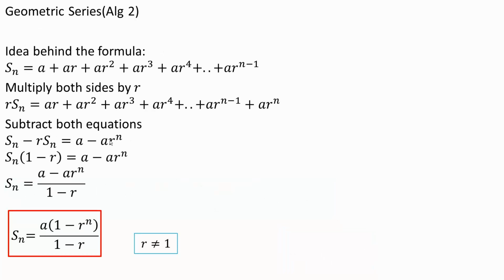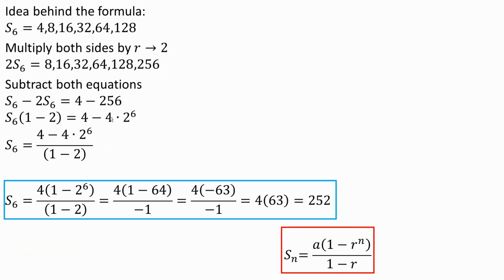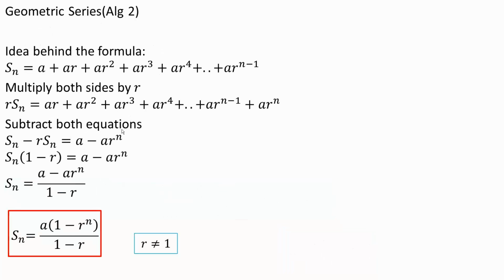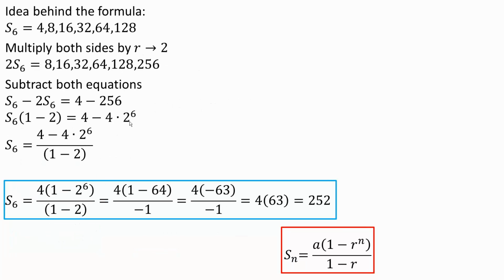And in this equation, it was a times r raised to n. We know that a is 4, so 4 minus 4 times 2, because r is 2, 2 raised to 6, because we have 6 terms: 1, 2, 3, 4, 5, 6. Next, divide by 1 minus 2, and I get s sub 6 is equal to 4 minus 4 times 2 raised to 6 divided by 1 minus 2. I know 2 raised to 6 is 64, and 1 minus 2 is negative 1. So 1 minus 64 is negative 63, divided by negative 1, so we have 4 times 63, which is 252.